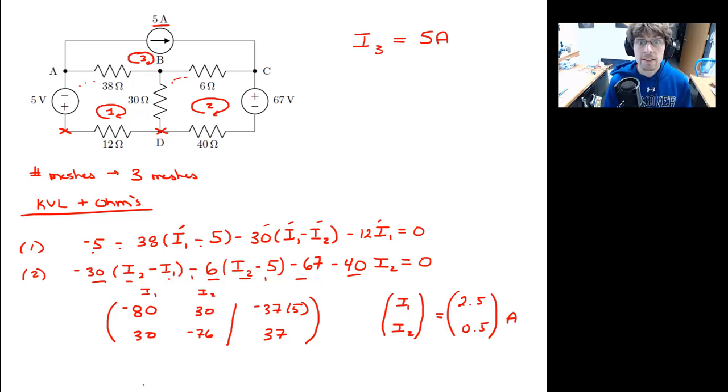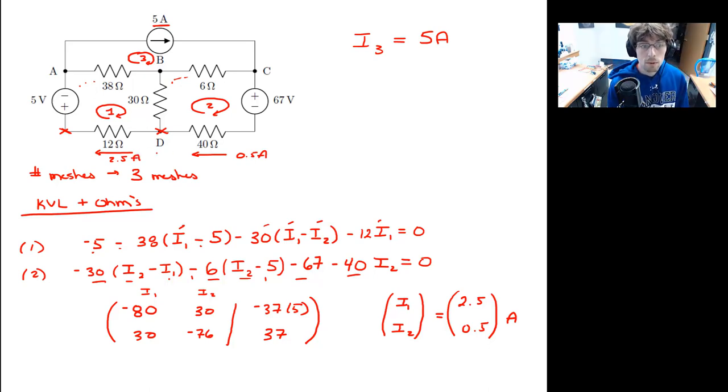Okay, but wait, we're not done yet. We still need to find the currents flowing through each of the shared branches. So you could say, well, we're done with this 40 ohm branch. We're done with this 12 ohm branch because those are not shared. So we have those currents. And in fact, notice that we have positive signs. So through this 40 ohm resistor, we have current going to the left, and it's 0.5 amps. For this 12 ohm resistor, we have current going to the left, and it's 2.5 amps.